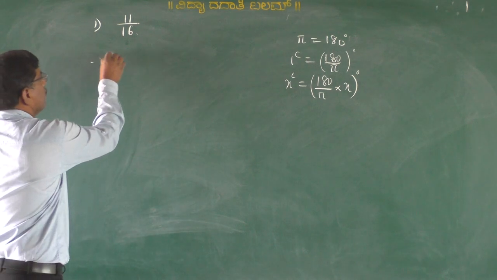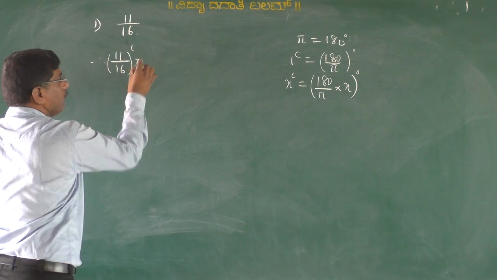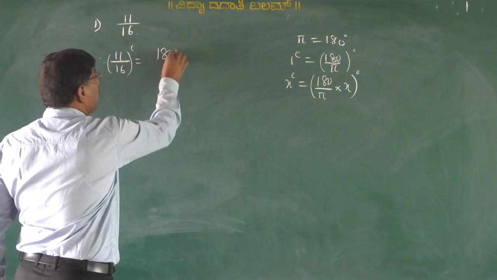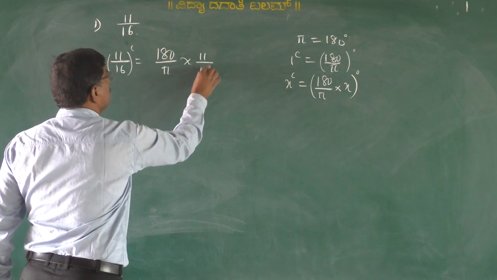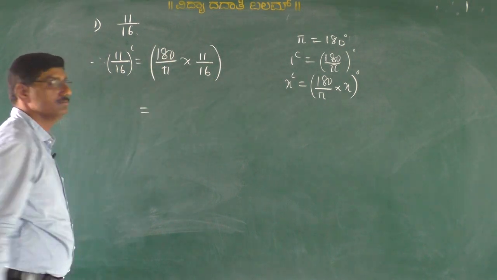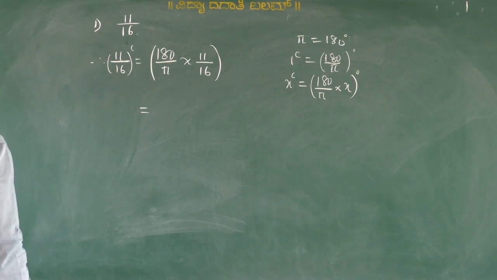Therefore, 11 by 16 radians, which is equal to, in terms of degrees, 180 by pi into 11 by 16. Yes. Now we have to simplify this one, my dear students.